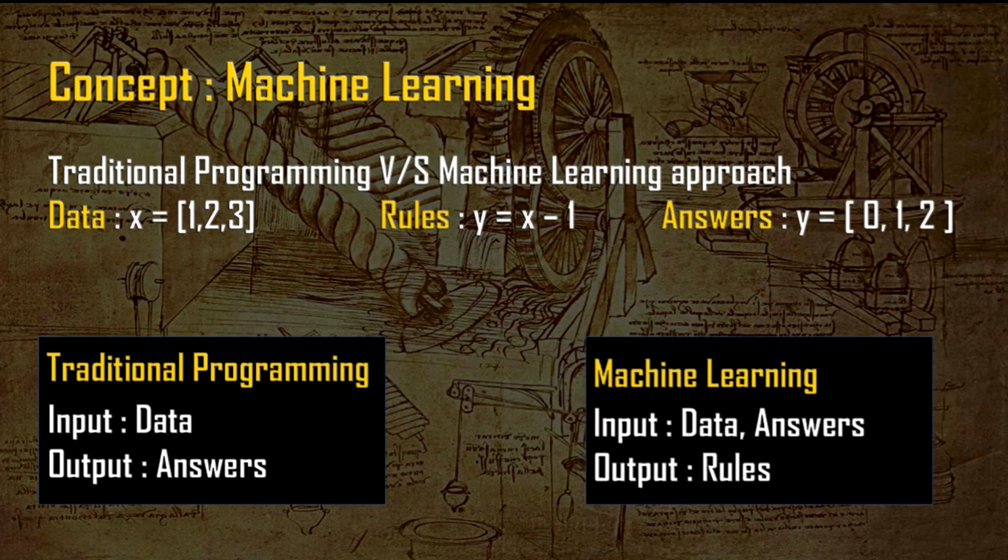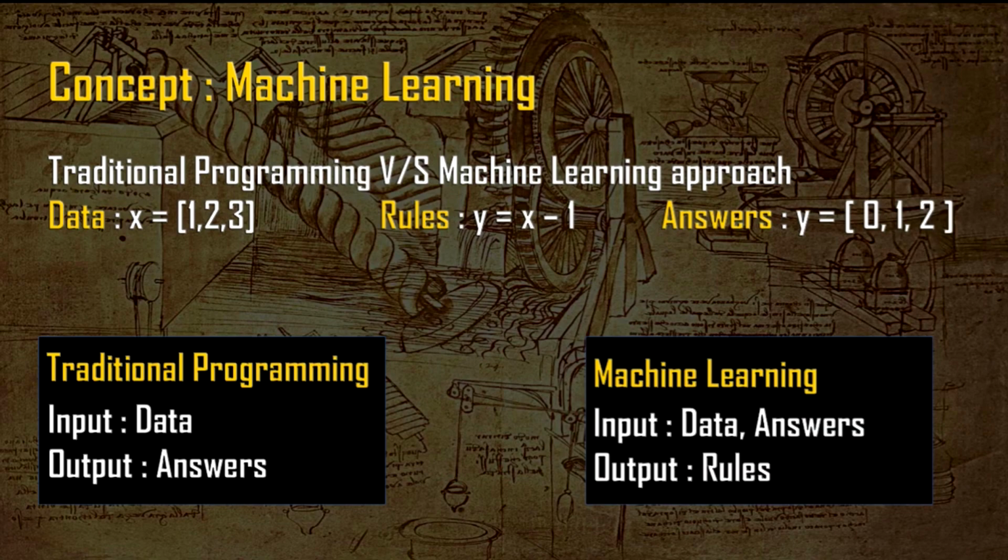Gladly most of you are already aware of the machine learning concepts, but I'll still cover the basics briefly. The difference between the machine learning approach and the traditional programming approach is that in traditional programming, we feed data as input and get answers as output, but in machine learning we feed data and answers as input and get the rules as the output.